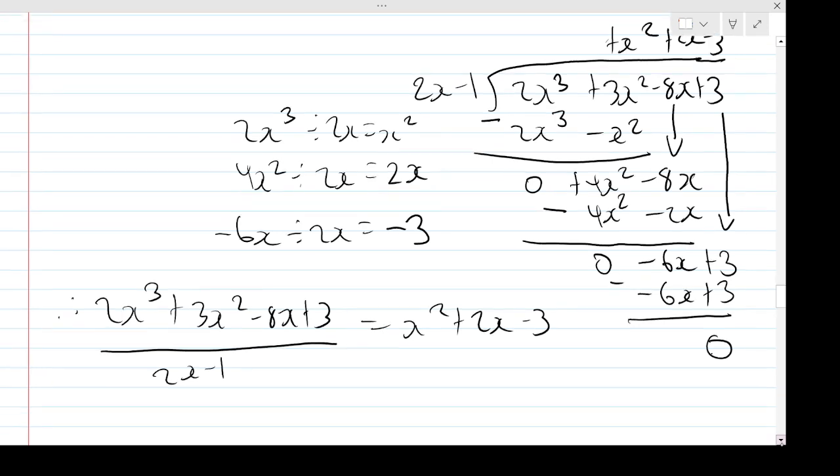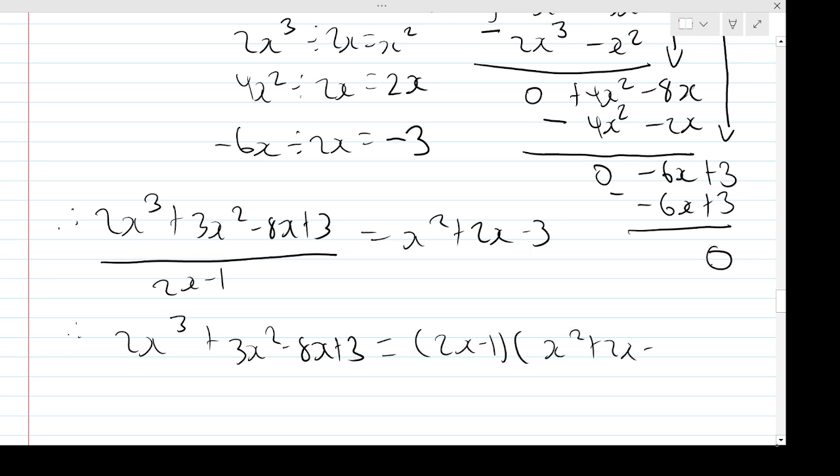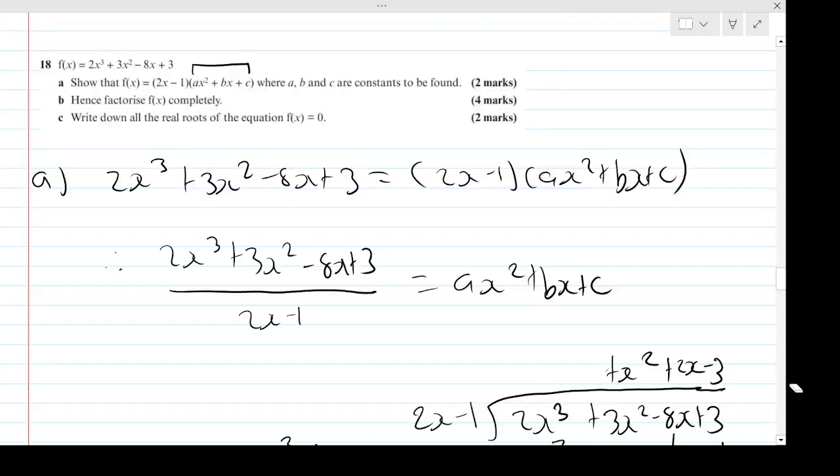So therefore, if we then times across by 2x minus 1, I get f of x, which is 2x cubed plus 3x squared minus 8x plus 3, and that's 2x minus 1 times x squared plus 2x minus 3. There we are. Cool. That's part A. Then part B says, hence factorise f of x completely.